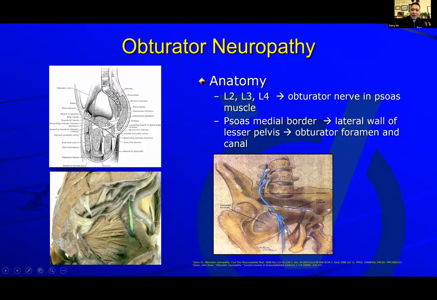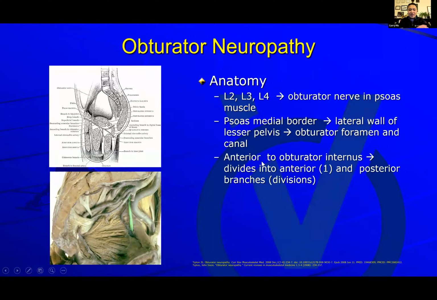As it does so, it actually gives off a whole bunch of branches. So here's a picture right here. This is a cadaver picture looking from inside the pelvis. This is posterior on the left, right is anterior. You can see this fan-shaped muscle, that's the obturator internus. And you can see highlighted in green here, the obturator nerve traveling along the pelvis and exiting the obturator canal. As the obturator nerve leaves the obturator canal, it gives off a whole bunch of branches, articular branches, etc. Its two terminal branches, though, that go down the thigh are called its anterior and posterior division.